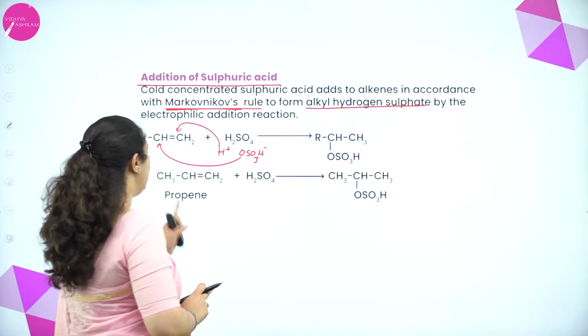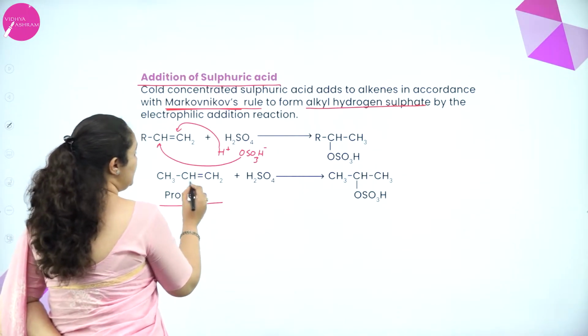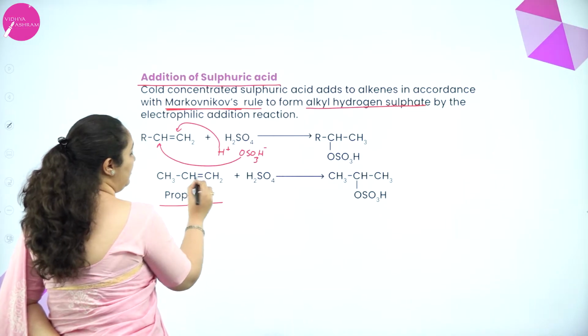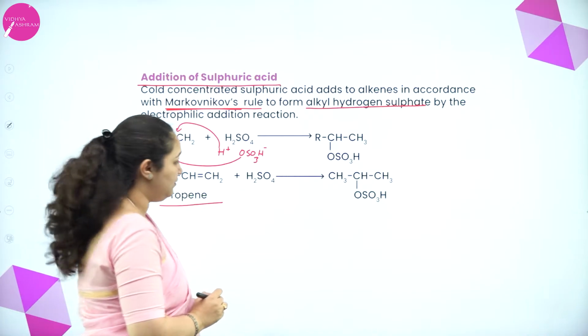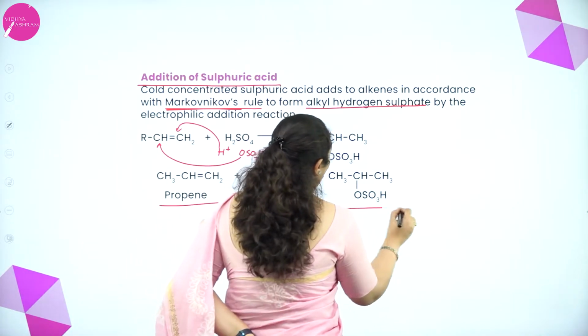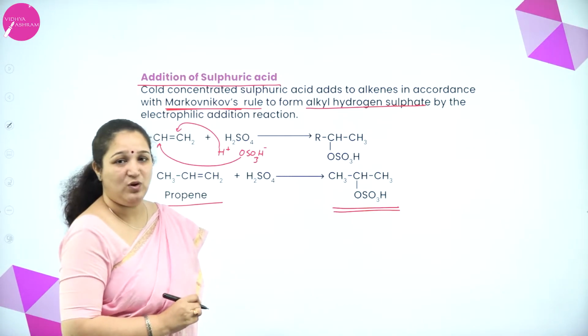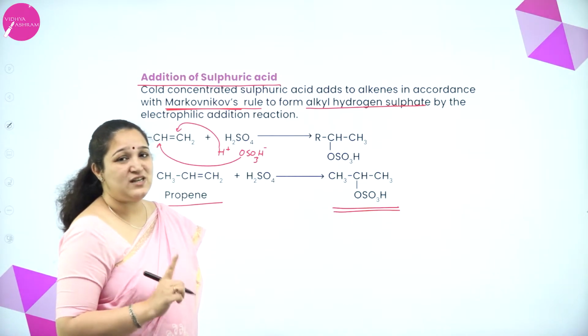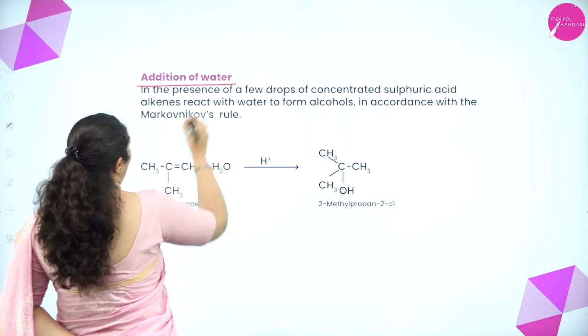For example, if you take propene, H plus will get added here and OSO3H will get added to the second carbon atom to form a propyl hydrogen sulfate molecule. So this is the first addition reaction. Next is addition of water.